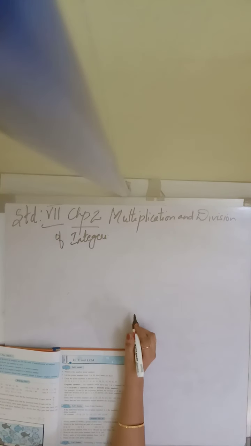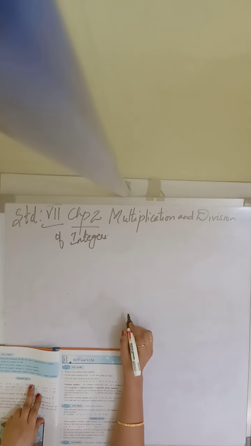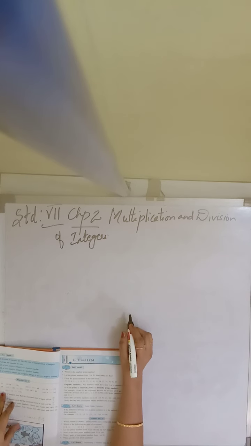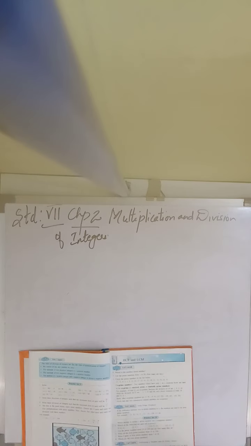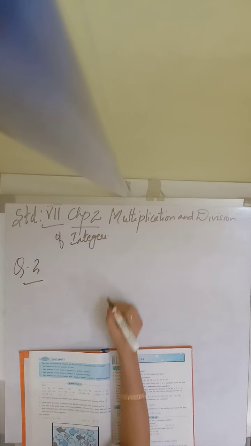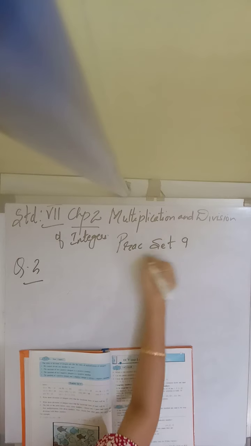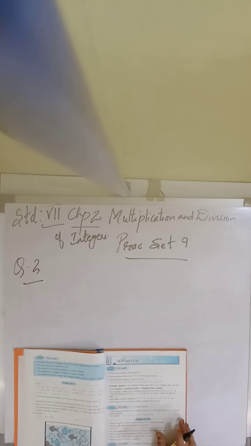Now students, in the previous video, we had started solving practice set 9, question number 1. So question number 1 was completed, that is, the division of integers we had started, and that question number 1 we had completed. Now let's move to question number 2, practice set 9.